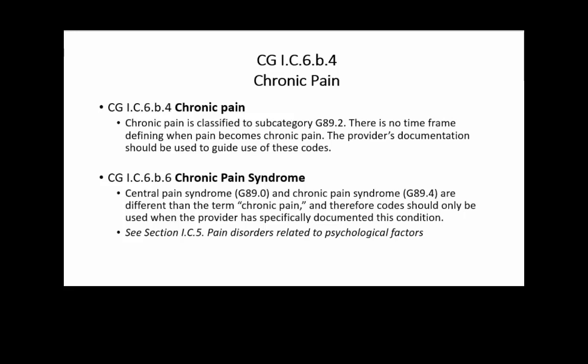Chronic pain syndrome, G89.4, and central pain syndrome, G89.0, are different than the term chronic pain. So if your documentation states those things, you would be looking specifically for those diagnoses and not a chronic pain diagnosis. It also refers us to Chapter 5 in the guidelines in the code book for pain disorders related to psychological factors. Sometimes chronic pain is believed to be related to psychological factors where you would be adding that F45.42 code.